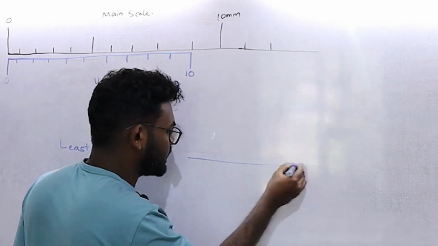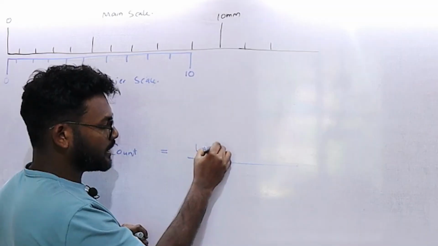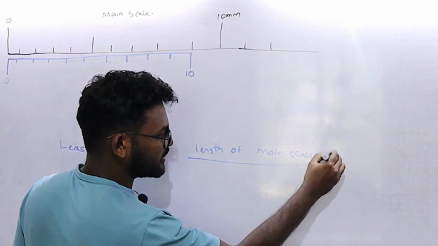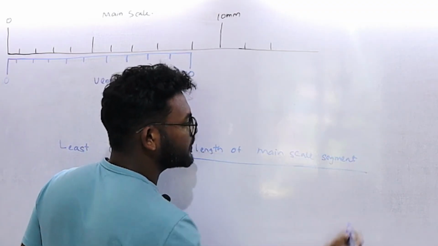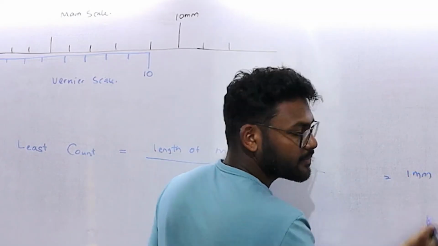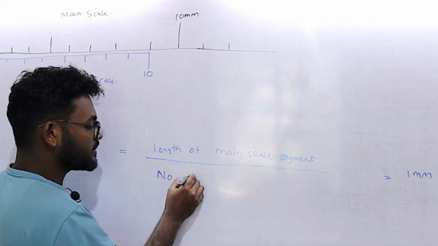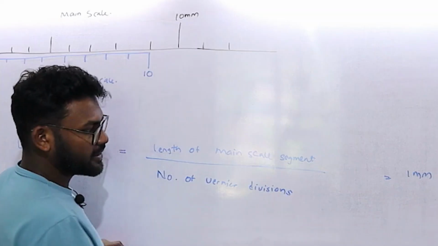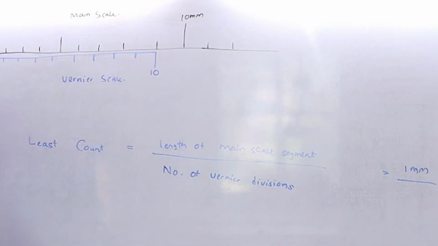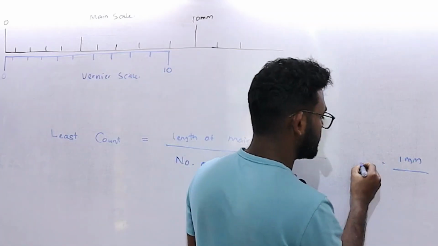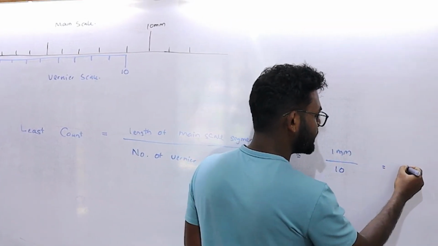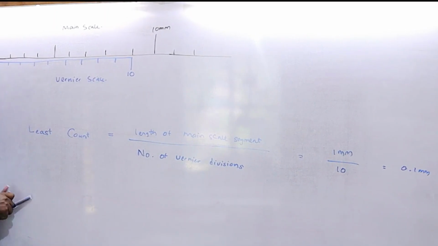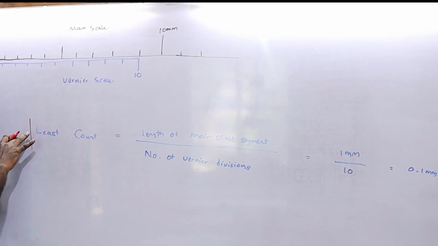What if I take it this way? Least count equals the length of a main scale segment, which is going to be 1 millimeter here, right? And if I divide by the number of vernier divisions, think about it. How many divisions are there? Vernier divisions? 10 divisions. So I just divide by 10, and this way also I am getting 0.1 millimeters, right?